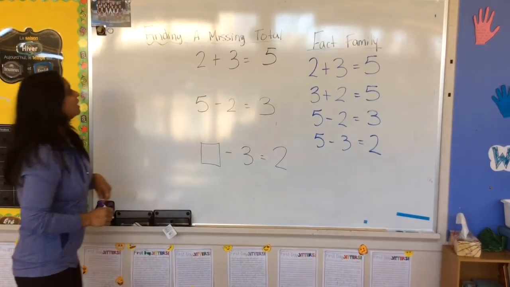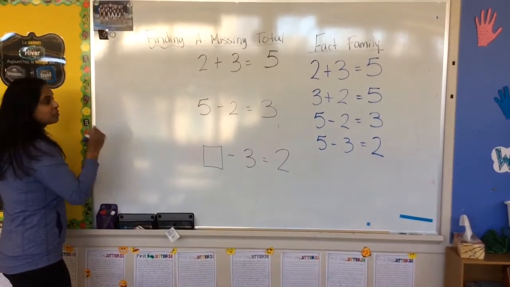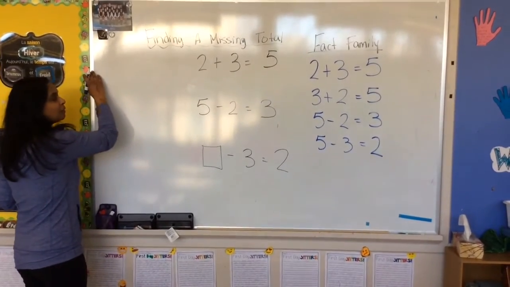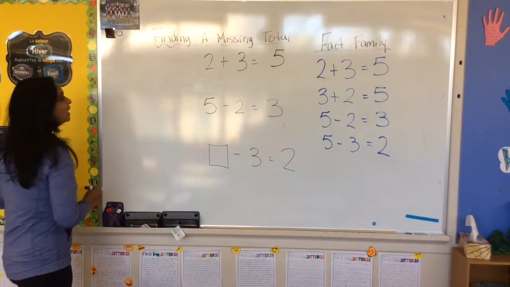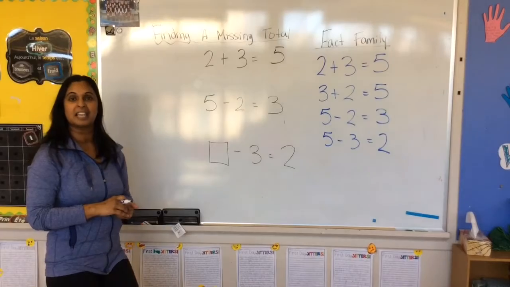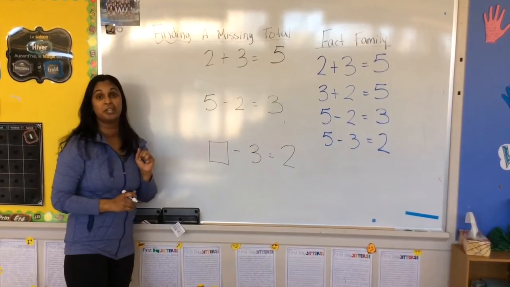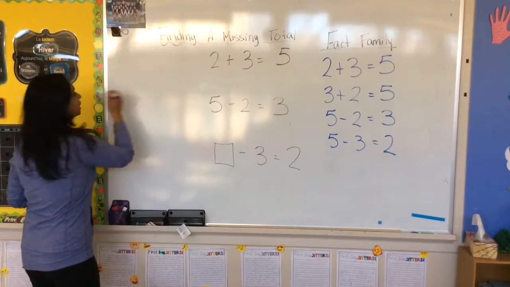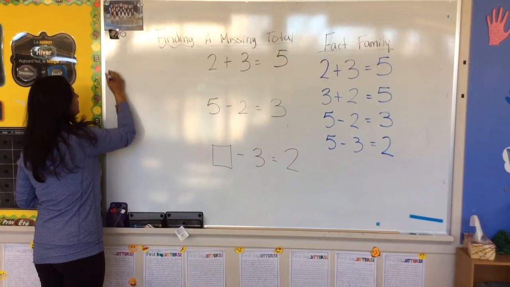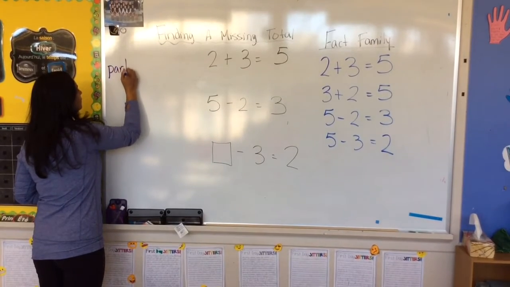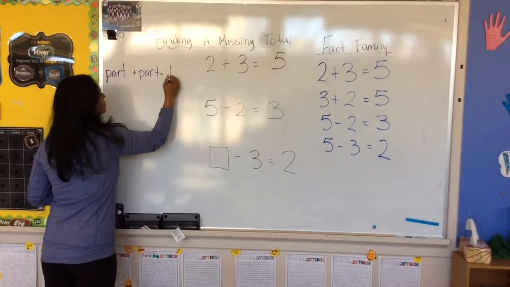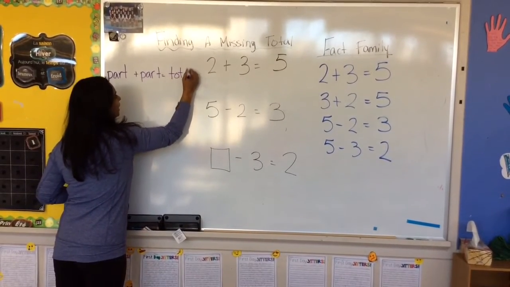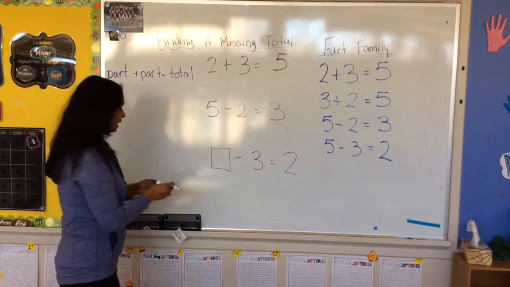So today I'm also going to review with you just how an addition sentence looks and how a subtraction sentence looks. Instead of using addend plus addend equals sum to show you an adding sentence today, I'm going to introduce it to you like this. Part plus part equals total. We know when we add, we're trying to find the total. So I'm going to show you what that looks like.